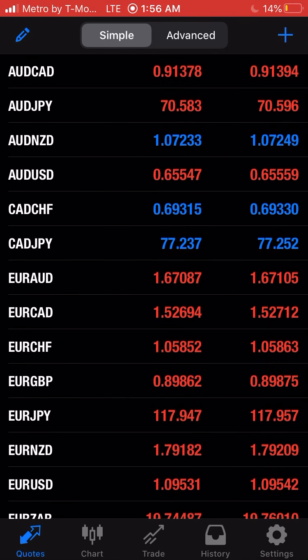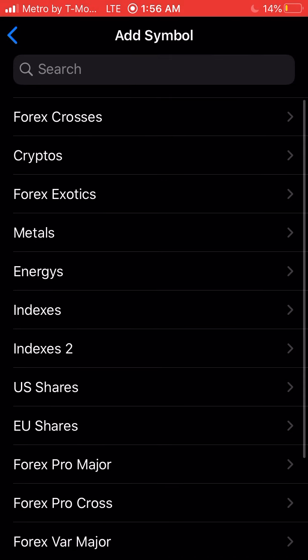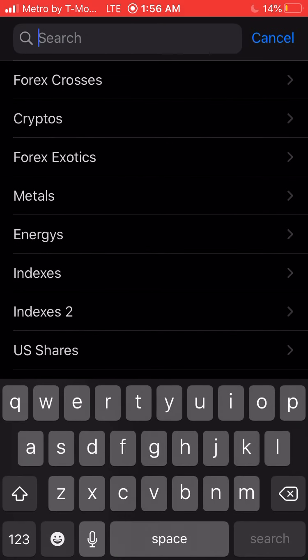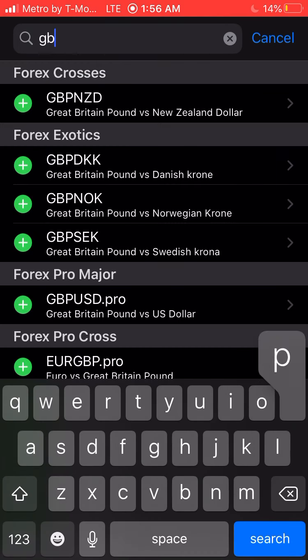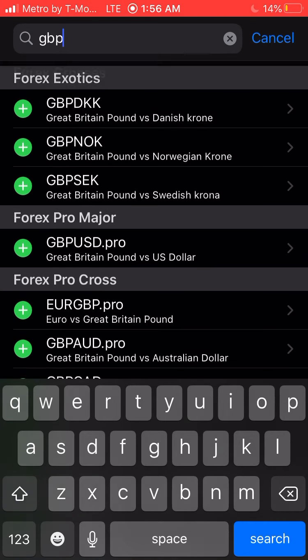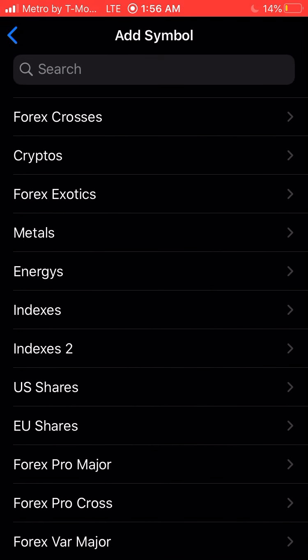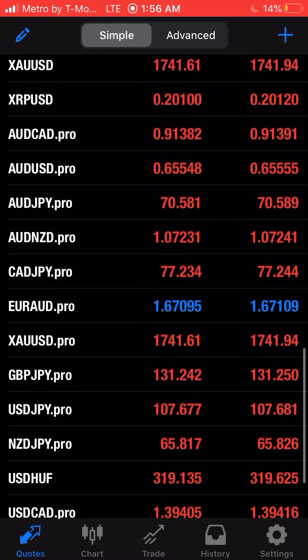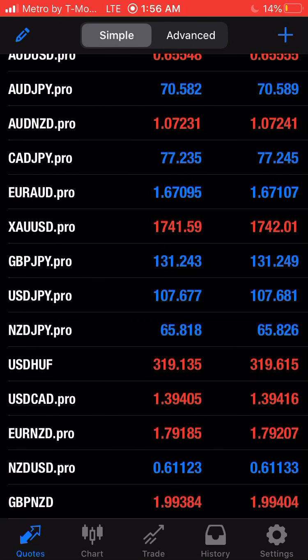To add any currency pair that is not listed in your quotes page, on the top right you see a blue cross. Click on that, go to search, and then search any currency pair that you want to add into your quotes page. For example, GBP NZD. If you see the green plus, just click on the green plus, cancel, back, scroll all the way to the bottom, and you can see that your new currency pair is added.